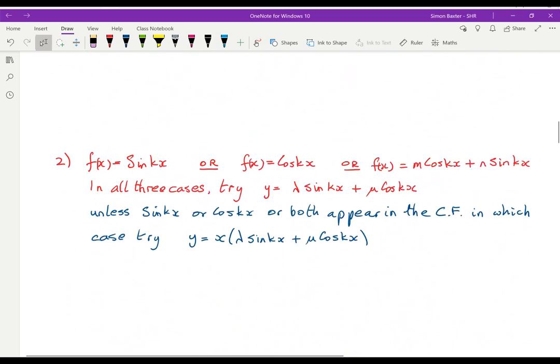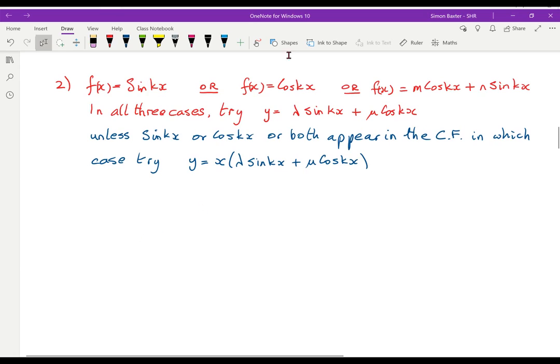What happens now if our function of x, our right-hand side, is trigonometric? If f of x is sine kx, or if f of x is cos kx, or if f of x is a combination of the two, in all three cases, you must try lambda sine kx plus mu cos kx. Don't think that if f of x is sine kx, you only have to try sine kx. You must try both. Same sort of problem. If sine kx or cos kx both appear in the CF, then you multiply by x to get out of trouble. Again, don't worry too much about the blue.